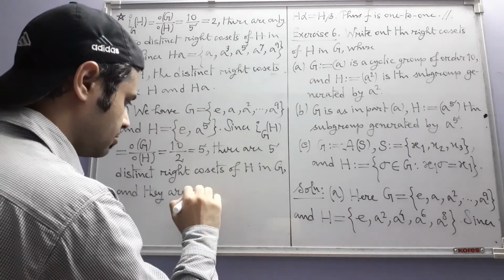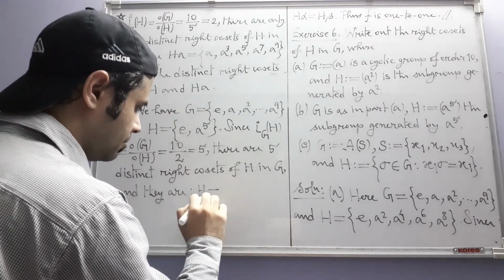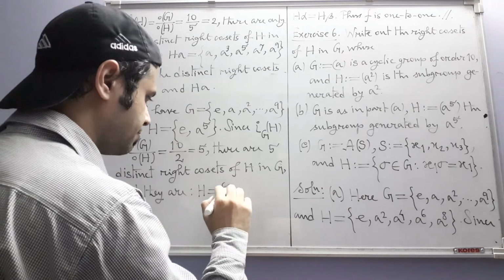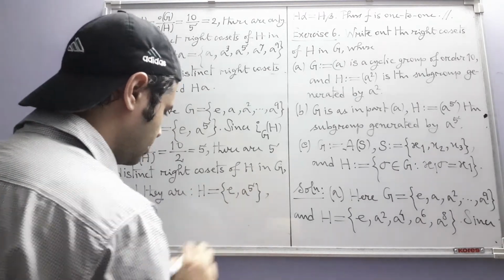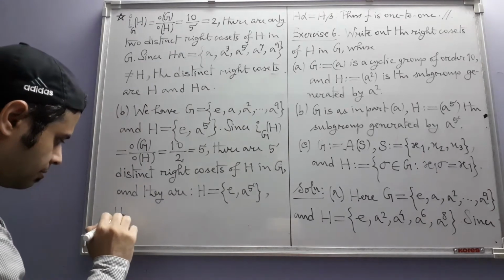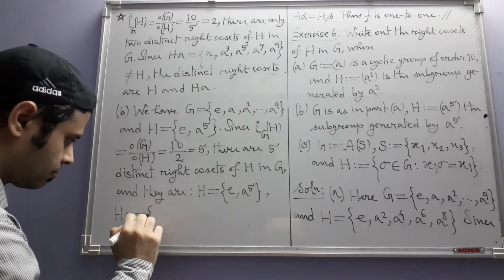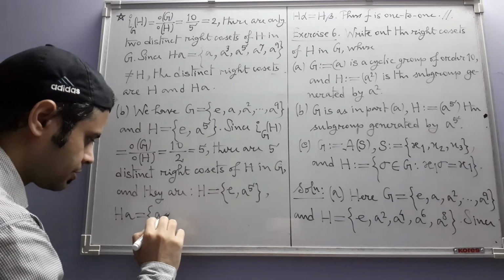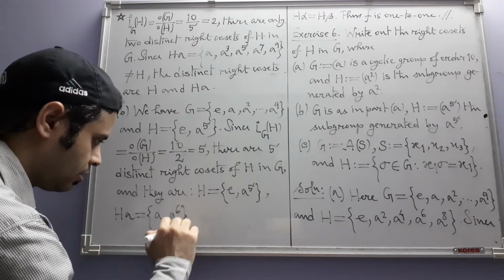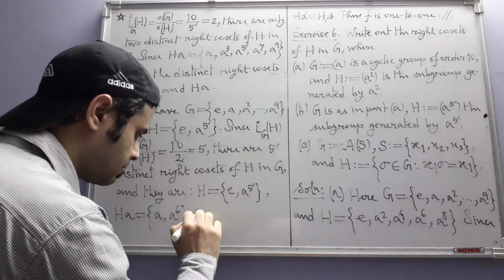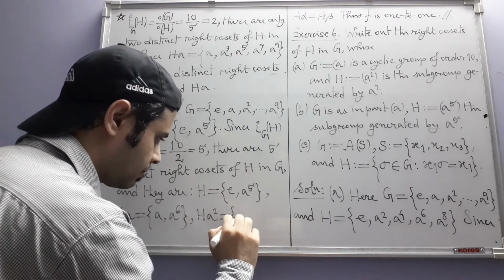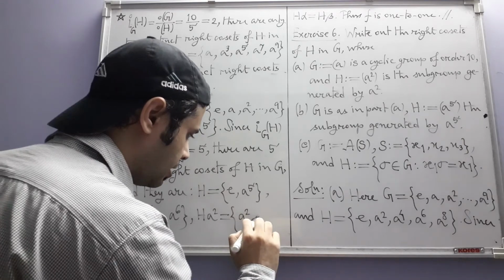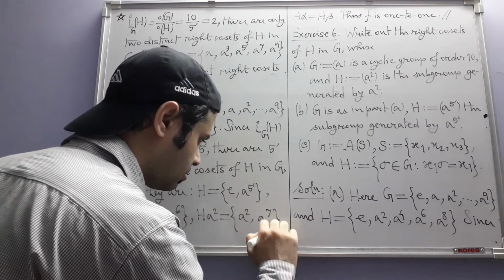One of them is H itself, which is this. Then we have Ha, which consists of the elements a and a to the power 6. Then Ha squared, which has the elements a squared and a to the power 7.